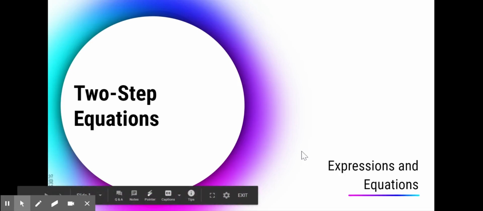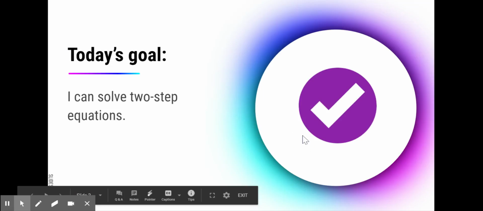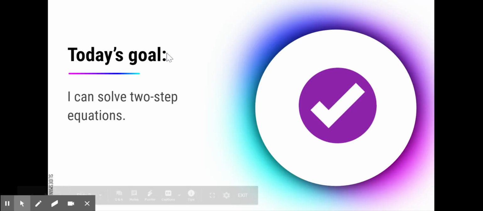We are going to review how to solve two-step equations. I'm going to look at 4 different types of two-step equations that you might see. So make sure you take good notes and make sure you're showing all your steps and all your thinking so that you will be able to be successful on all our two-step review.